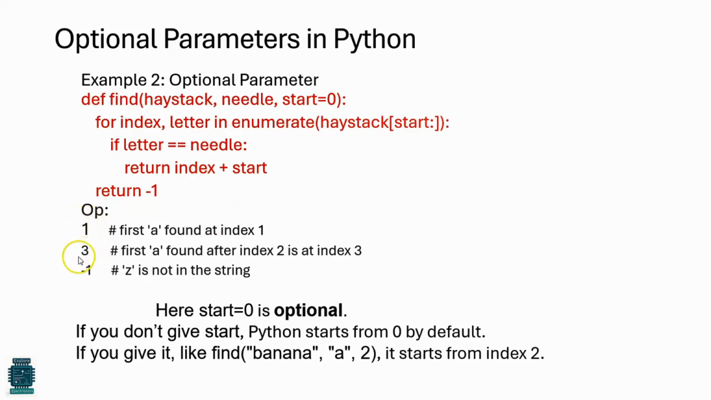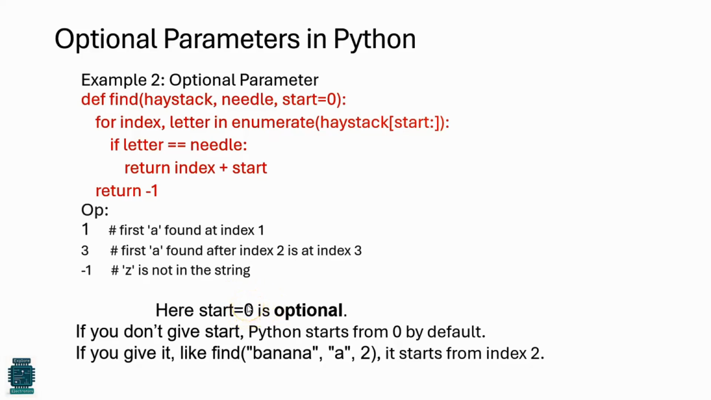And 3, why we got 3 means, in BAN, after the second index we will find A again, that is in the third index. That's why it will return 3 in the output. And -1 because Z is not found in the string banana. That's why it will return -1. Whenever we don't get the particular letter we wanted, it will return -1. Got it? That's why Z is not there in the string, that's why -1. Here it will start from 0. It is optional to assign the 0 value because it is the default value.